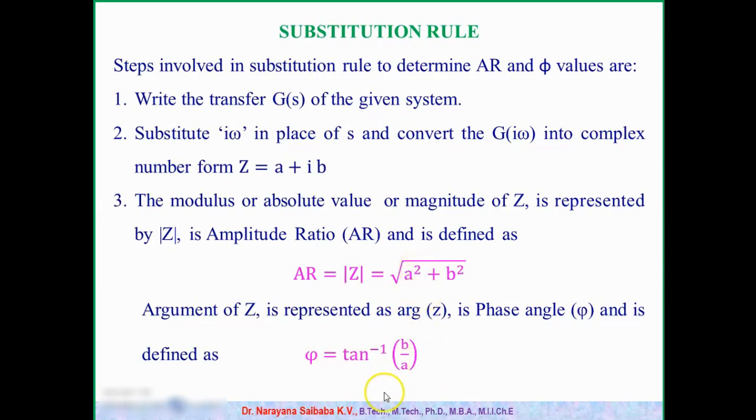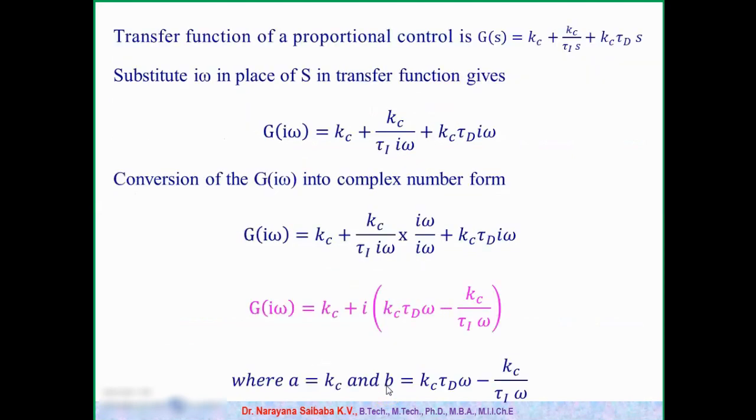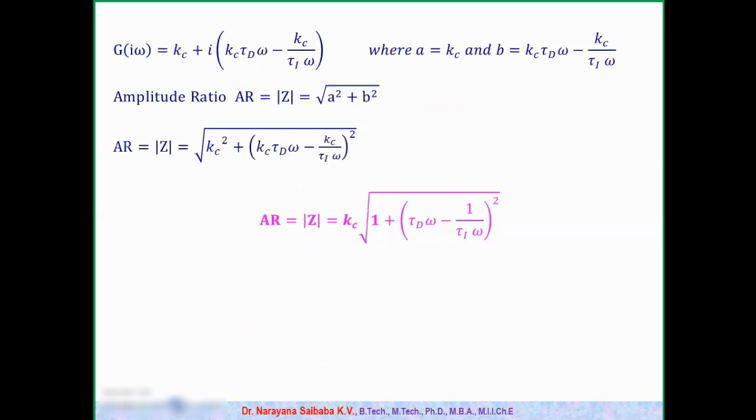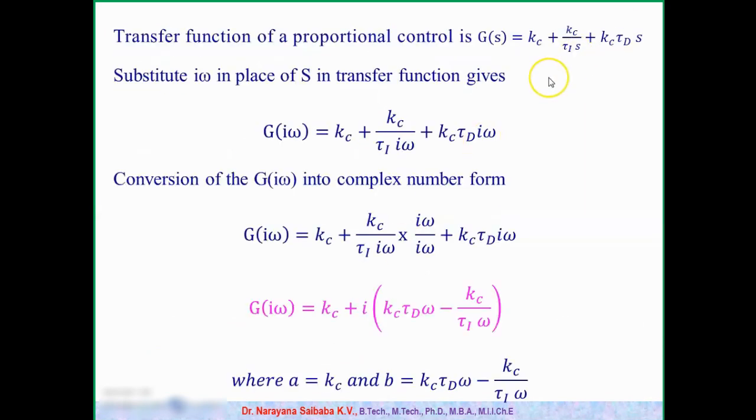By using this AR and phi formula, we can calculate the AR and phi for different values of omega and complete the Bode diagram. So now we'll start with the PID controller. We know that for a PID controller, the transfer function is given as Kc into 1 plus 1 by tau_I s plus tau_D s. If we multiply the entire equation with Kc, we will get Kc plus Kc by tau_I s plus Kc tau_D s.